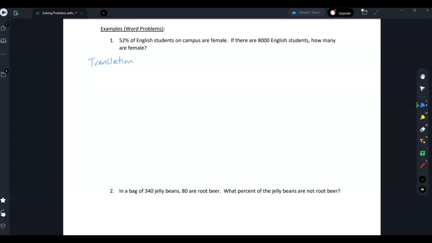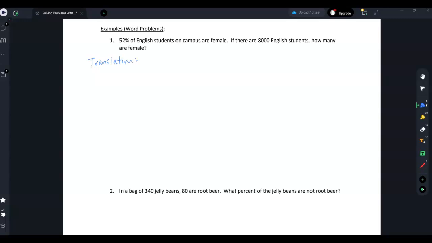So if you're going to use the translation method, a good idea is to ask: can you summarize what it's asking you to find? Can you leave out all the details of the story problem, all the things about the campus and the English students and females, and just ask what it wants you to find? Is it wanting you to find the percent? Is it wanting you to find how many there are, in other words? Or is it wanting you to find the total, how many it's out of?